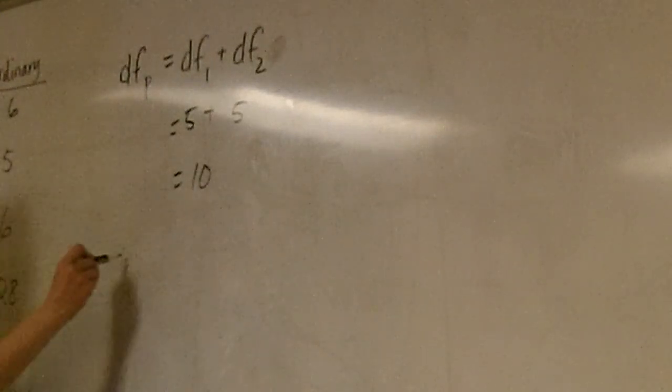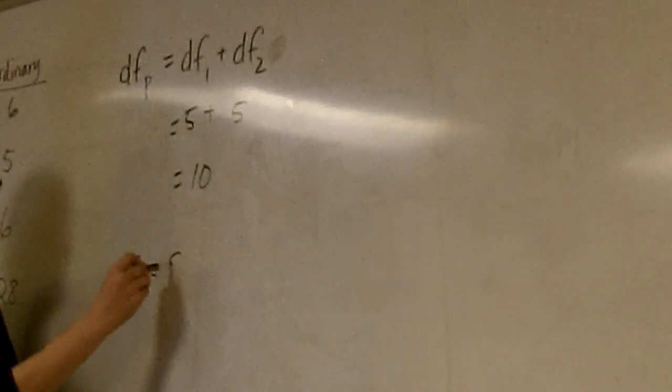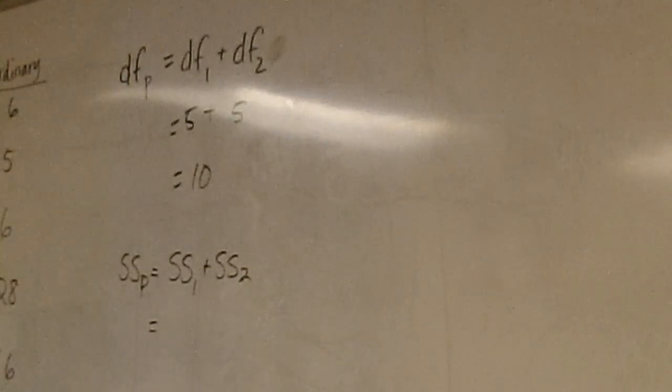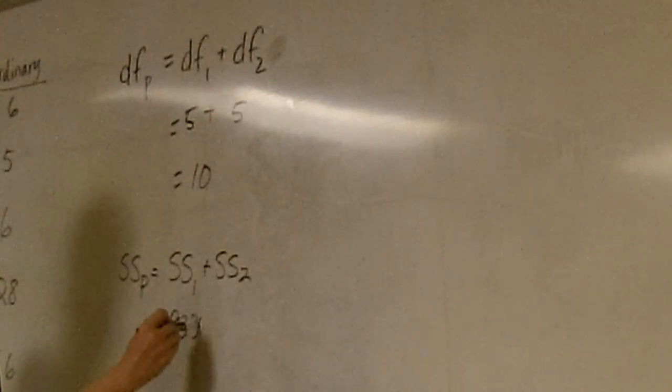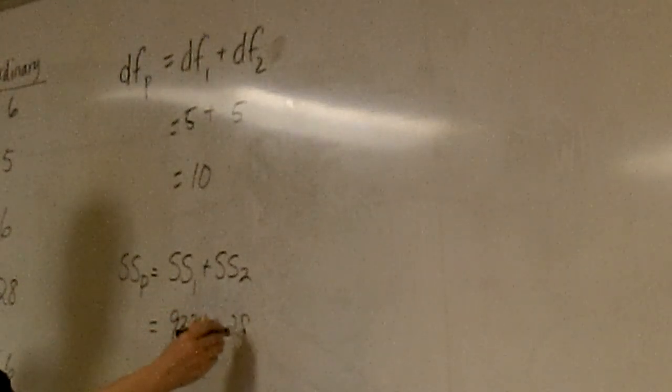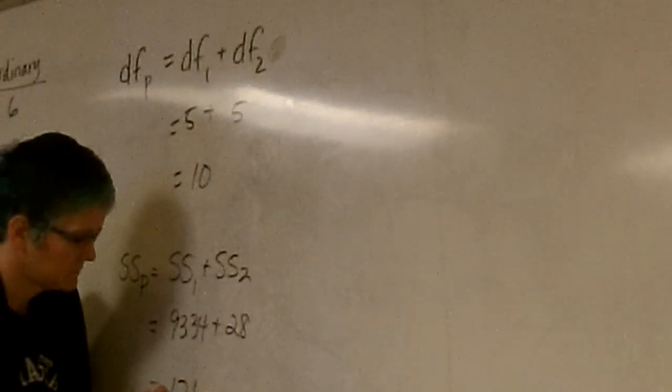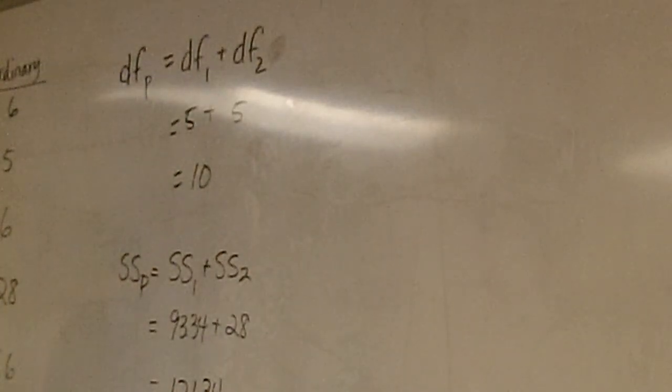Sum of squares pooled is calculated in a similar way. It's the sum of squares for group 1 plus the sum of squares for group 2. So we figured those things out right here. 93.34 and 28. And if I add those together, what do I get? Do I have confirmation from somebody else? Yes. That's right? Okay. So that's our sum of squares pooled.